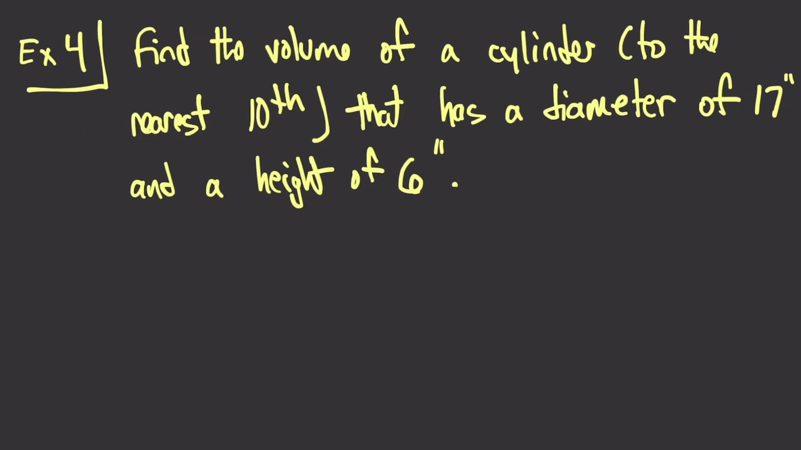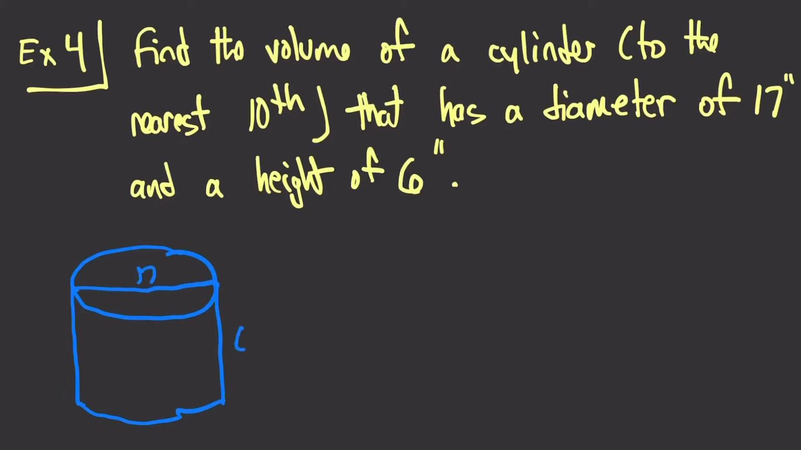All right, so here we've got another cylinder volume example, except here I give you something different. So what we know here is that the diameter is 17. That's going to be important, because I'm not going to use 17 in the volume formula, and the height is 6. So the first thing I need to do is I need to get the radius. The radius is going to be the diameter divided by 2. That's going to give me 8.5. So that's what I'm going to use in my volume formula.